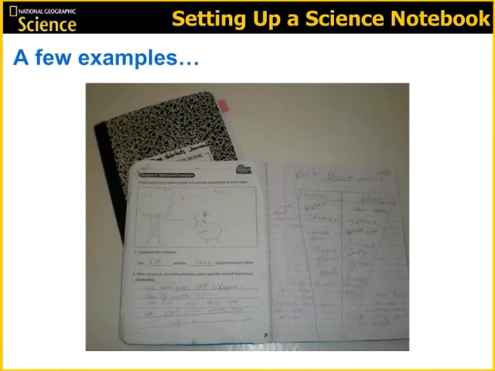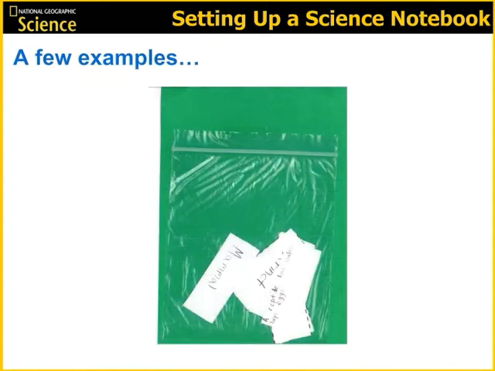A composition book is another option, and you can see the little pink tab that's used to divide the units. Also, notice how this teacher combines the learning masters from NG Science by gluing or taping them into the book and original student work. And this teacher has taped a Ziploc baggie to the inside of her notebooks so students can store their vocabulary words in a safe place.